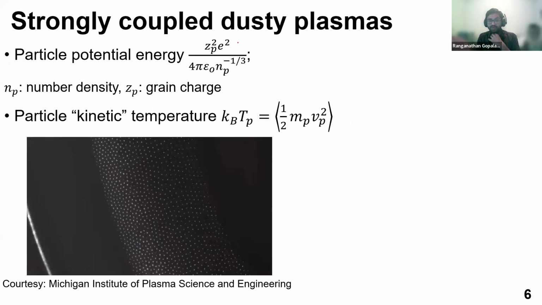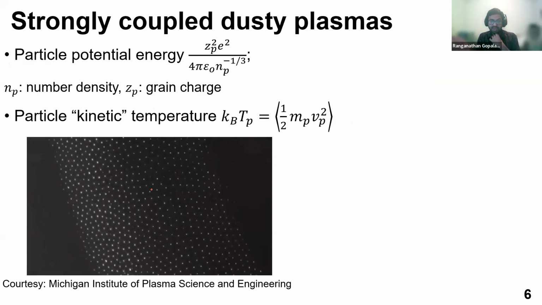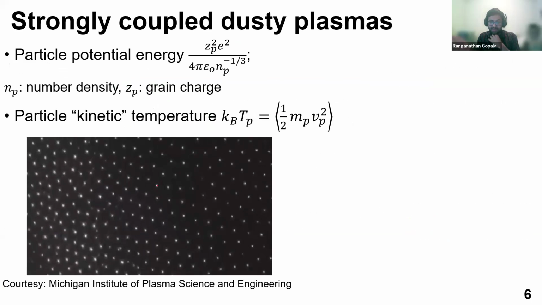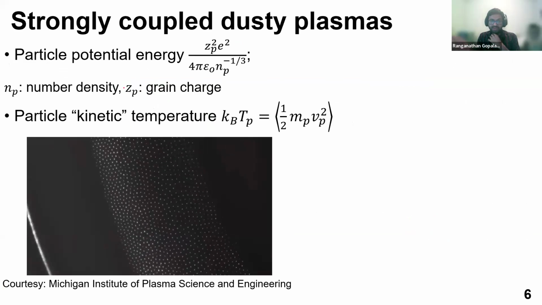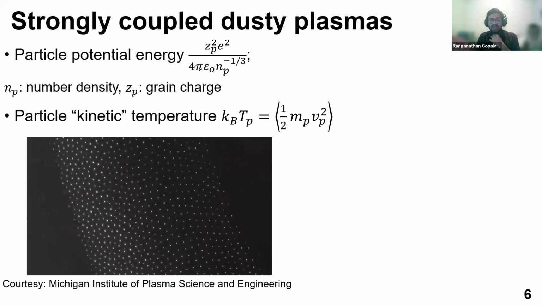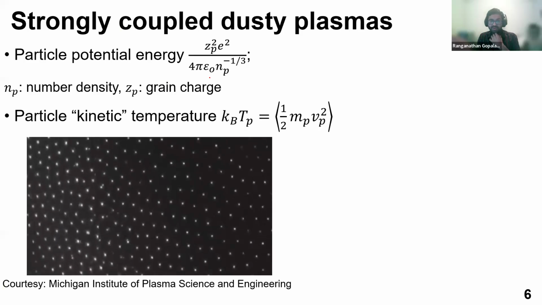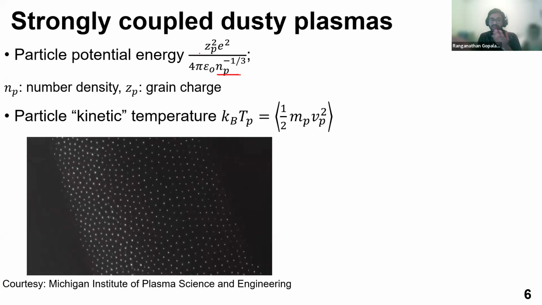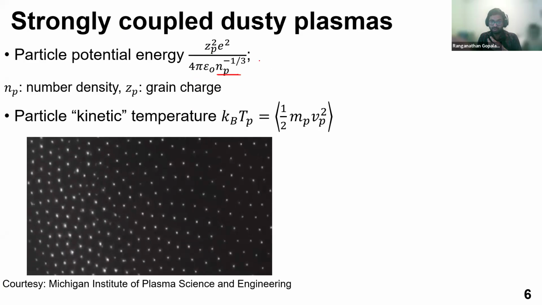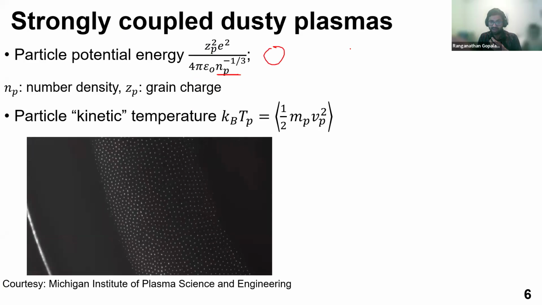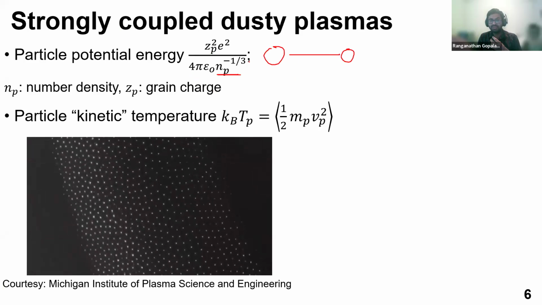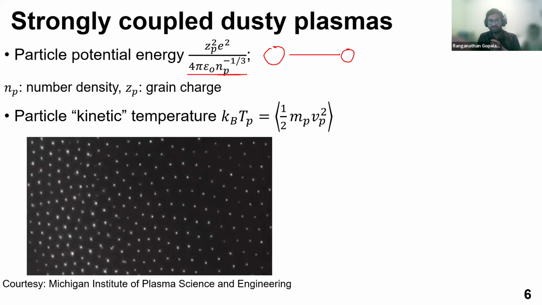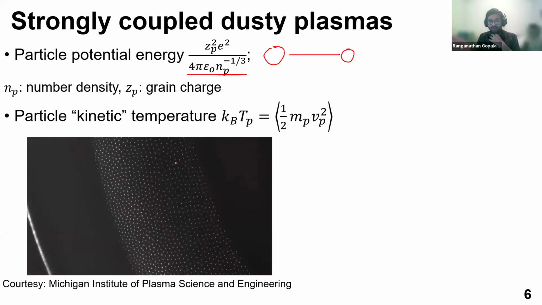If you think about the dusty plasma, I told you there are many grains, and each grain is negatively charged, and we'll assume that they all have a charge of Zp. And depending on their number density, we can define an average spacing between the grains. And based on that, you can work out their average potential energy. It's like asking, if I have a grain here and a grain here separated by some distance, what is their potential energy? On the other hand, they also have a velocity.